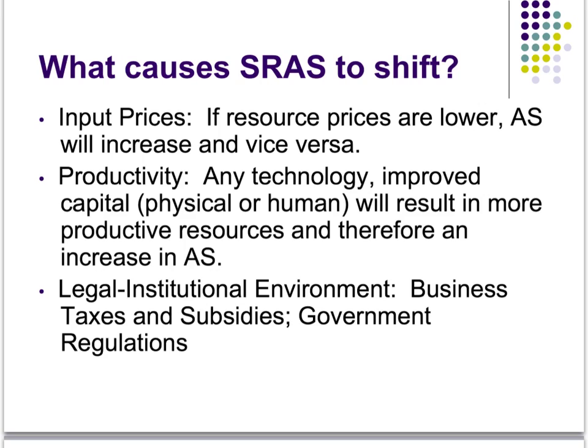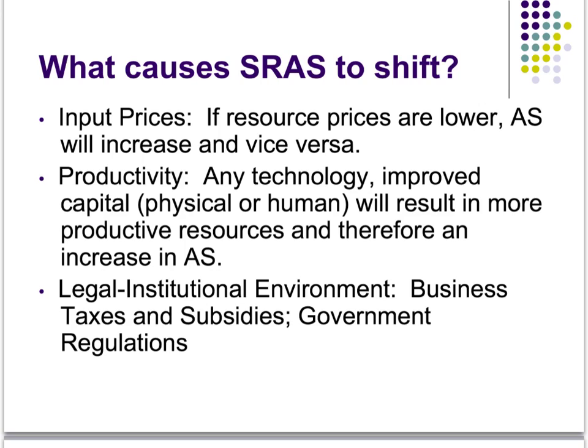Productivity. Any technology or improved capital will result in more productive resources and therefore an increase in aggregate supply. More technology, better technology equals more production equals an increase in short-run aggregate supply. The last one, which we'll deal with in the next slide, is legal institutional environment. That means things like business taxes and subsidies and government regulations.